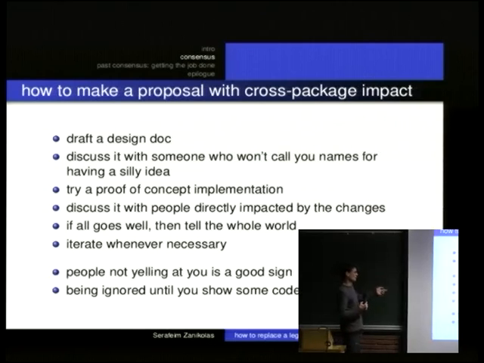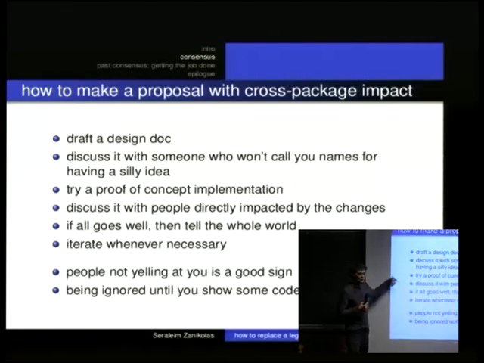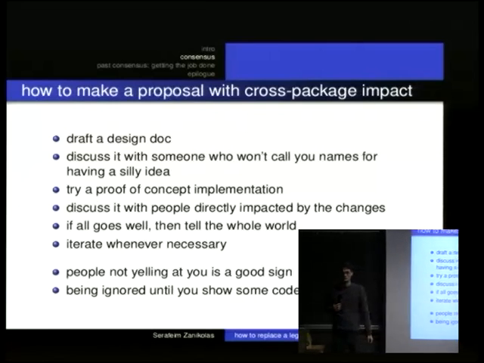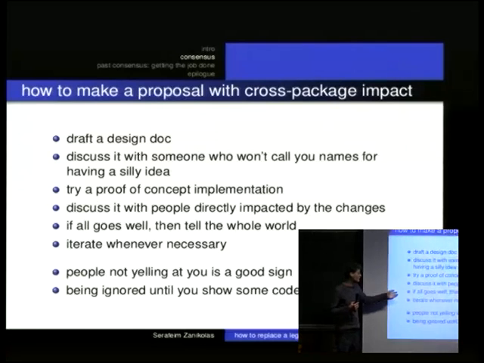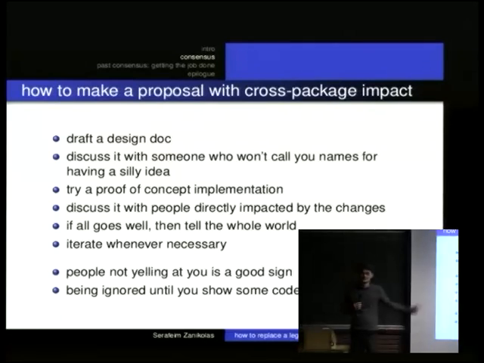And this is an iterative process, so at every step you tune it, you refine it, you adapt it. And so if they're fine with it, then you can actually send it to the largest mailing list and really start the process officially. And as I said, this is very much an iterative process. Some obvious remarks: people not yelling at you is a good sign.